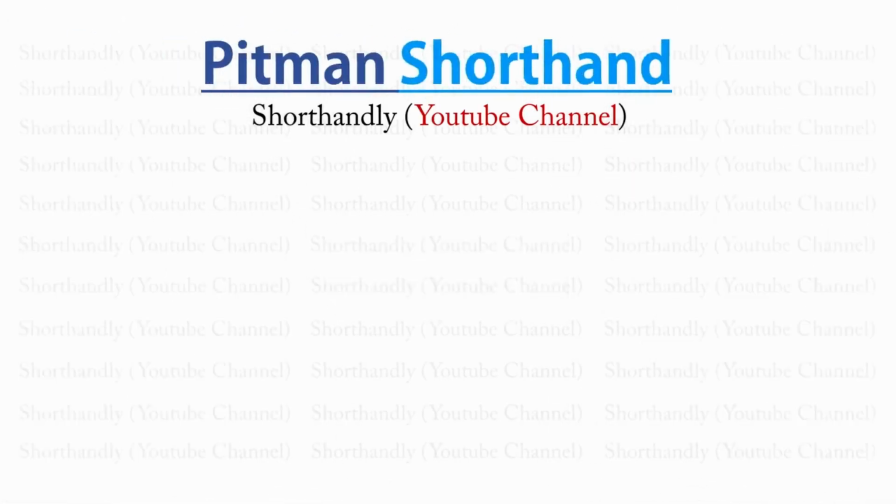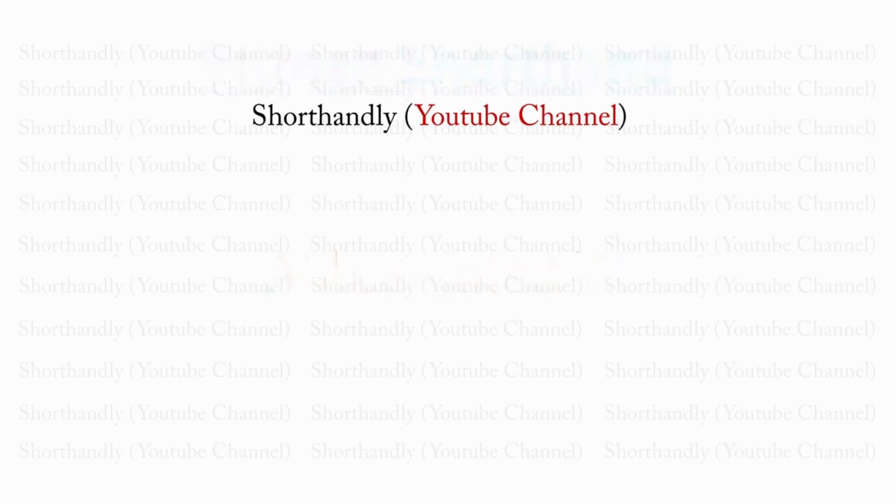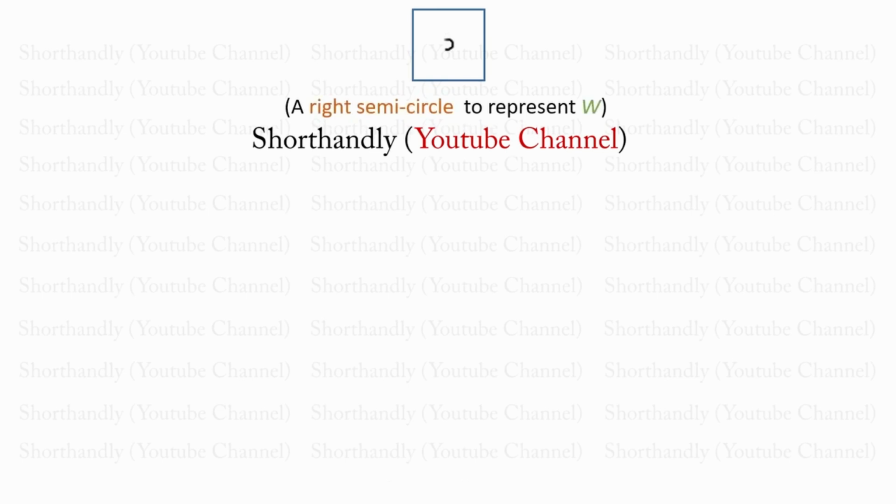In this video, we are going to talk about abbreviated W, or you can also say abbreviated way, because we call W as way in Pitman Shorthand. So there's an alternate way of writing the way consonant, which is a right semicircle. So we can also use a right semicircle instead of using the usual upwards stroke with initial small hook.